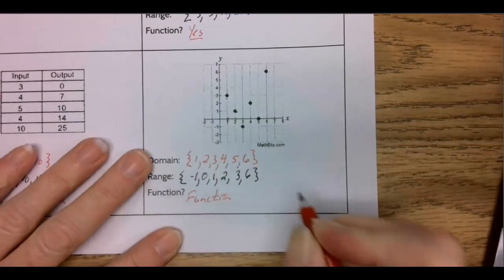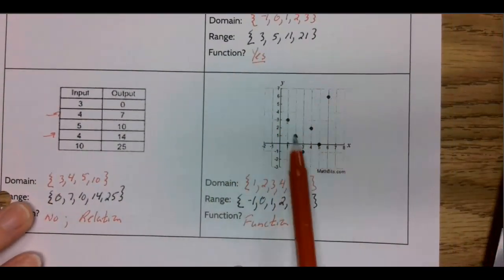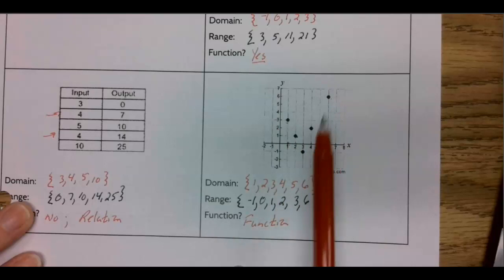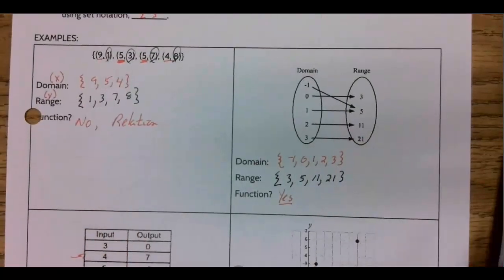Function. Okay, so this is all discrete data, and if we would plot it, it would look like this. We're just going to plot individual points. This is what's called discrete. All whole numbers. Notice no fractions.